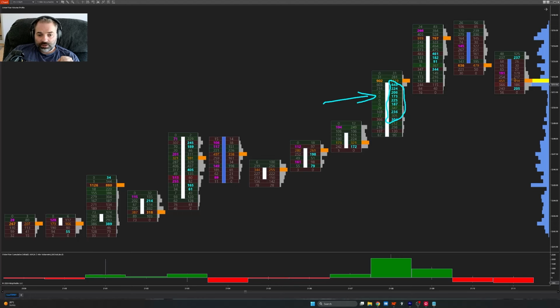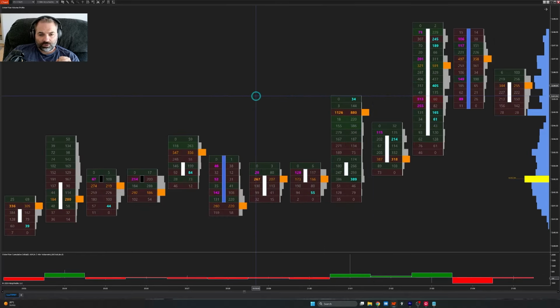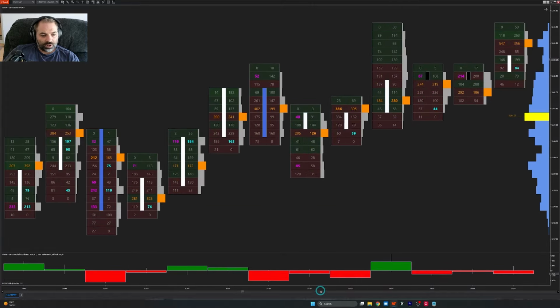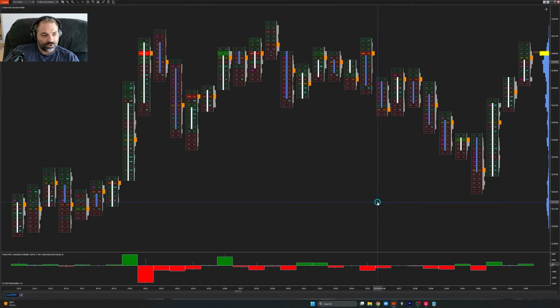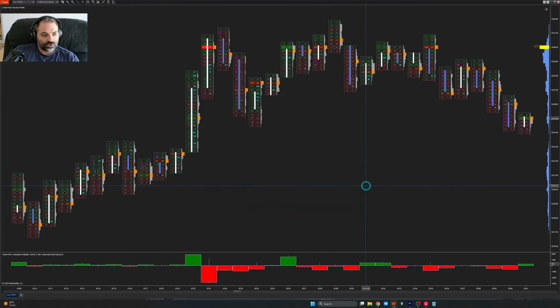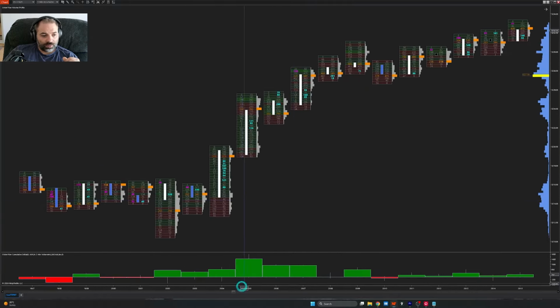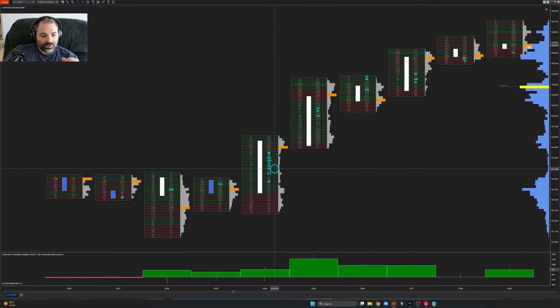Now let's see if we can find some more. If we can't, then we have to talk about absorption and stacked imbalance. Okay, see if we can find some more sweeps. So remember, just a very abrupt push down or push up. So right here we have exhaustion. All right, there's another sweep, obviously. You can see that's a very fast sweep to the upside right here.